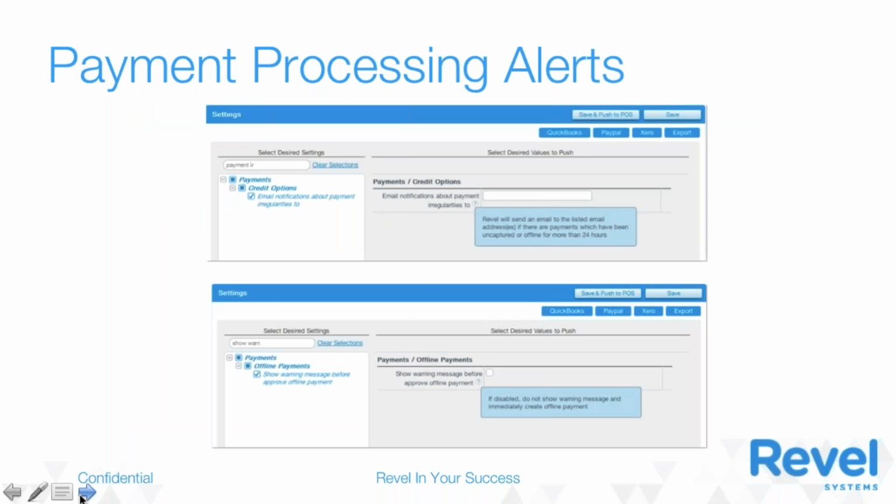We have now added in some payment processing alerts. An important feature here, because if you have unbatched payments after 24 hours, you can now receive an email alert. So it's very explicit, and the system will warn you, hey, these unbatched payments are sitting there. We should reconcile these.